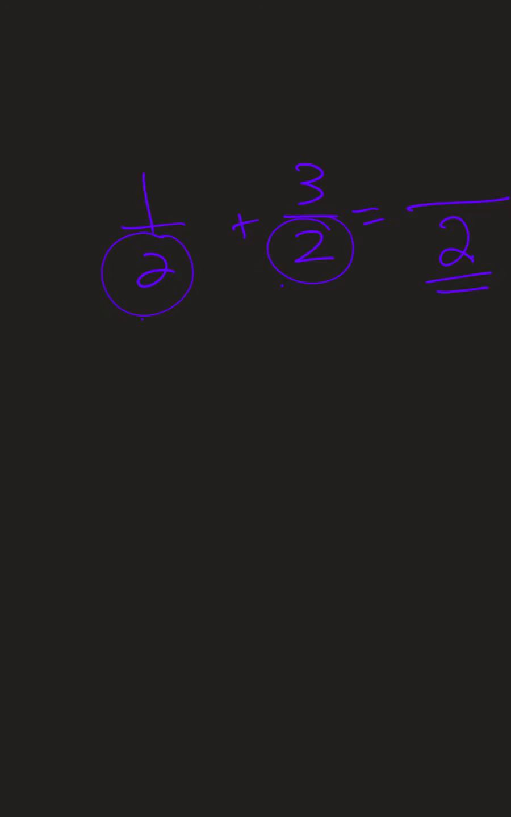And then we are going to add, in this case, because we have a plus sign, our numerators, okay? So 1 plus 3 is our numerator, and we get 4/2. Now, in this case, we can simplify. What that means is I can divide both the numerator and denominator by the same number to make the fraction a little bit easier to work with, okay?